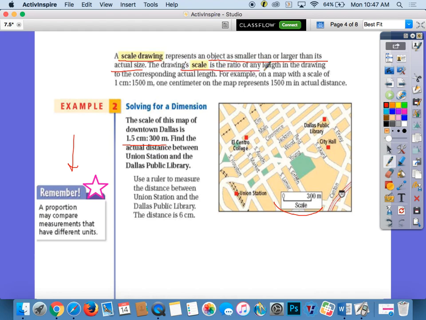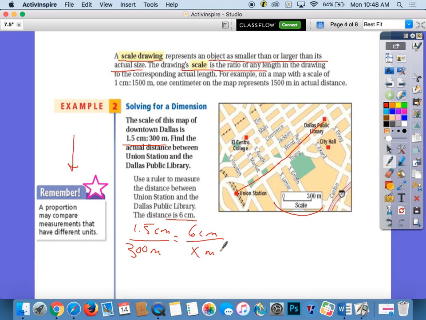Your scale is going to be your ratio of any length in the drawing to what you see in the real world, okay? So again, it says use a ruler to measure the distance. The distance is going to be 6 centimeters from, let's see, Union Station to the Dallas Public Library. So this is going to be 6 centimeters that we're going to use. So 1.5 centimeters on our scale equals 300 meters in real life. Well, that means that 6 centimeters on our scale is going to equal how many meters in real life? And that's our question mark.